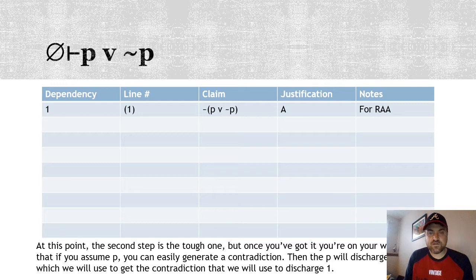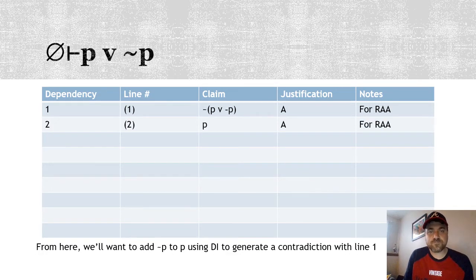The second step here is actually the hard one, okay? And then as the text says there, once you've got it, you're on your way. Notice that if we assume P, you can easily generate a contradiction, and then the P will discharge into not P, which we'll use to get the contradiction that we will use to discharge number one, right? This is a really fun and very elegant proof of the very simplest of all tautologies. This is essentially the tautology that is the law of excluded middle, one of our fundamental laws of logic. And so we're going to assume P for the purposes of, again, a reductio, because we need to get a contradiction.